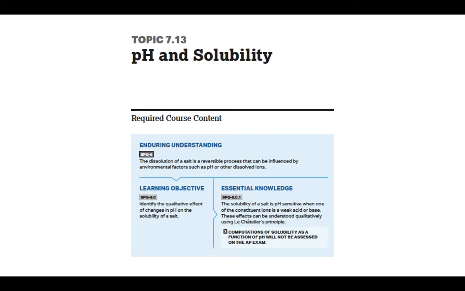pH and solubility, this is again just a special case of the previous slide. If you are doing a common ion, one of the common ones that they do is either hydrogen or hydroxide. And so you would have a certain amount of it already, and then you would want to see how soluble, let's say, acetic acid would be in a 0.02 molar HCl solution.